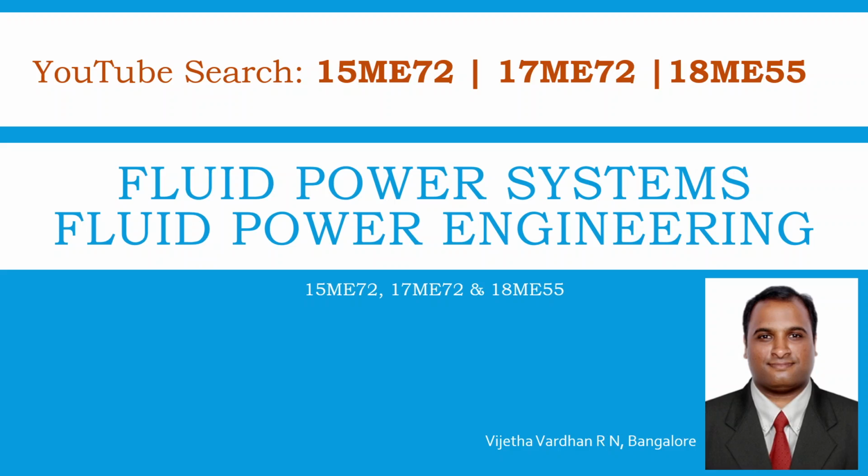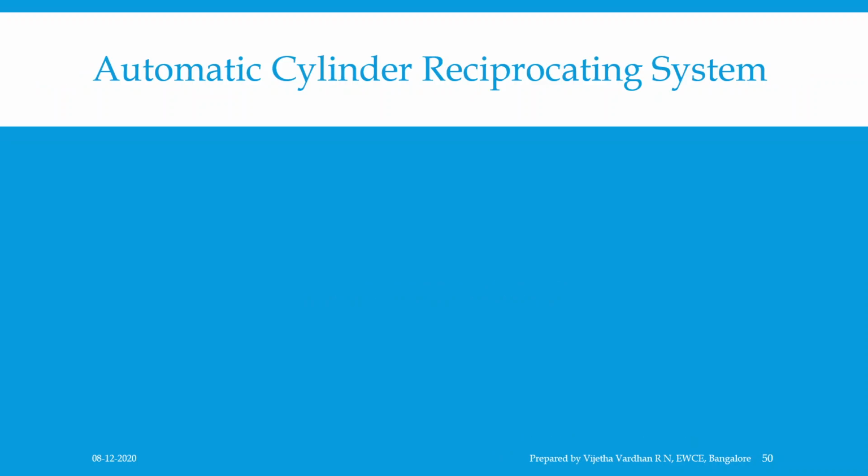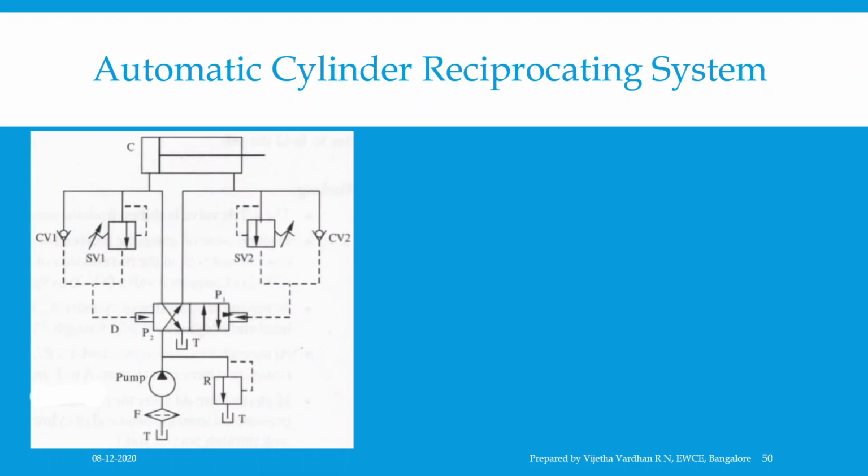Now, let's start session number 32, which is based on the automatic cylinder reciprocating system. Cylinders can be made to reciprocate automatically, without human interference for operating the valves. This can be achieved using two different techniques. One is two sequence valves, and the other is a solenoid operated directional control valve and limit switches. Out of which we'll discuss the first option, which is based on using two sequence valves.